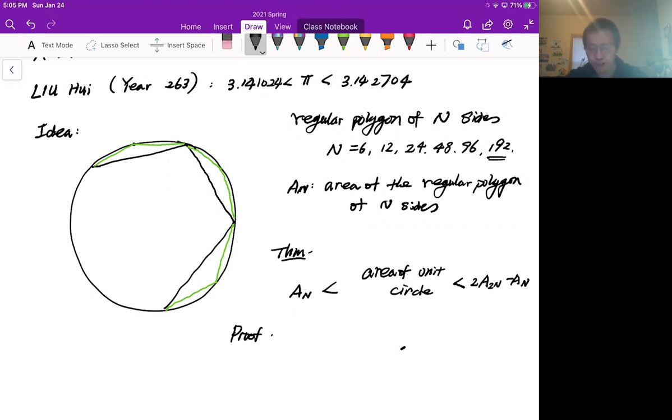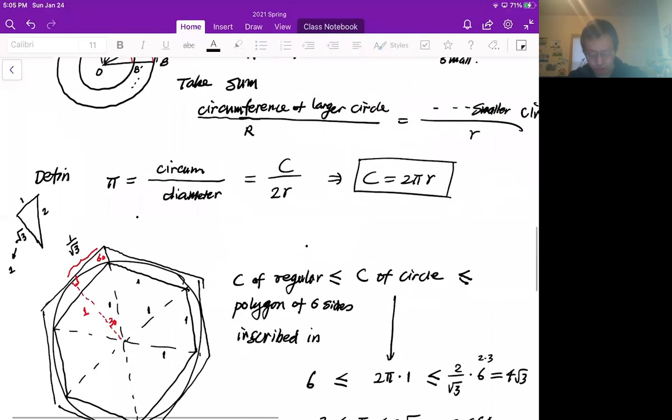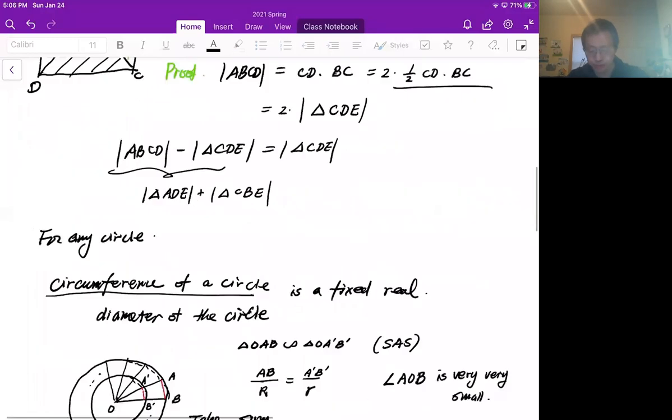The proof uses the previous argument here, the warming up. Where's the warming up? It's just this, so simple, right? That's the warming up. So if you have a rectangle here, right? The area of the rectangle is twice the area of the triangle. Okay, let's see how that was used.